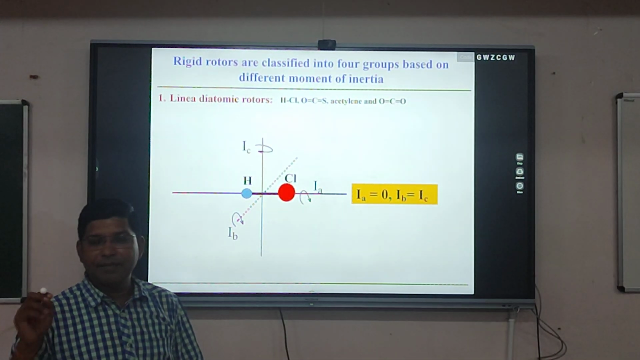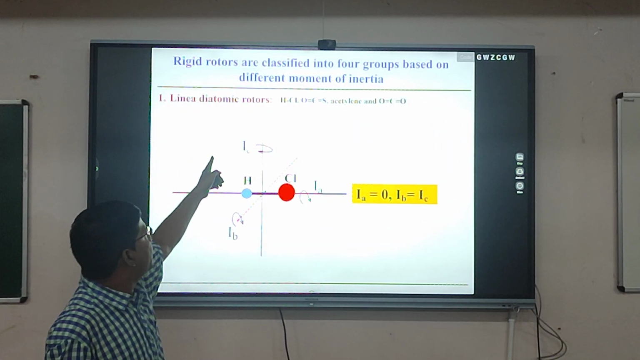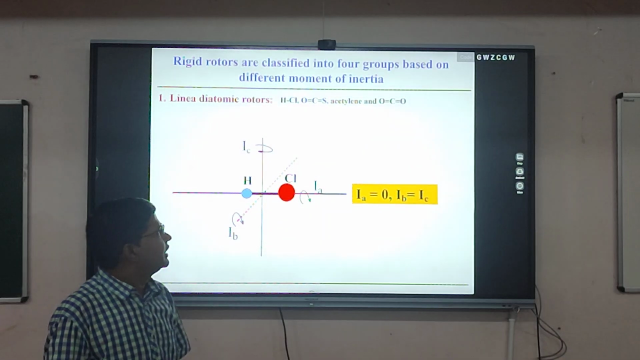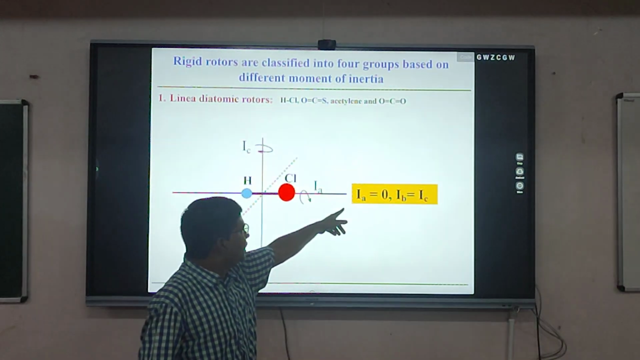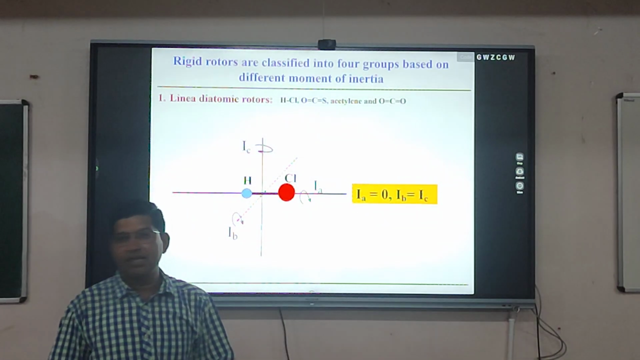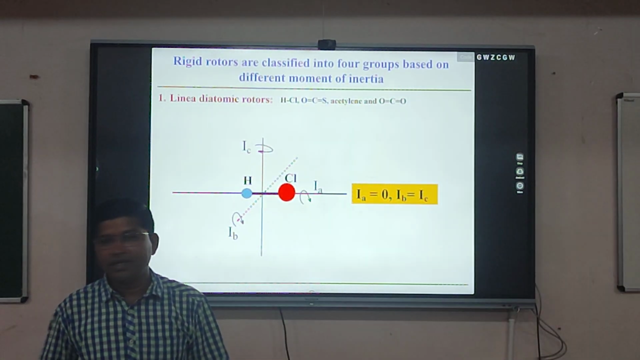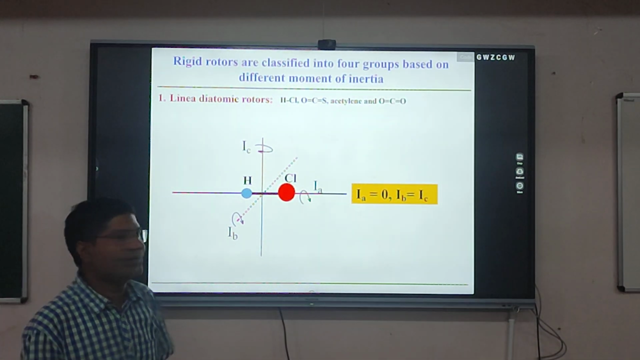So for linear rotor molecules like HCl, OCS, acetylene, and carbon dioxide, the moment of inertia about the bond axis is 0, and the moments of inertia on a plane and in a perpendicular direction are equal.